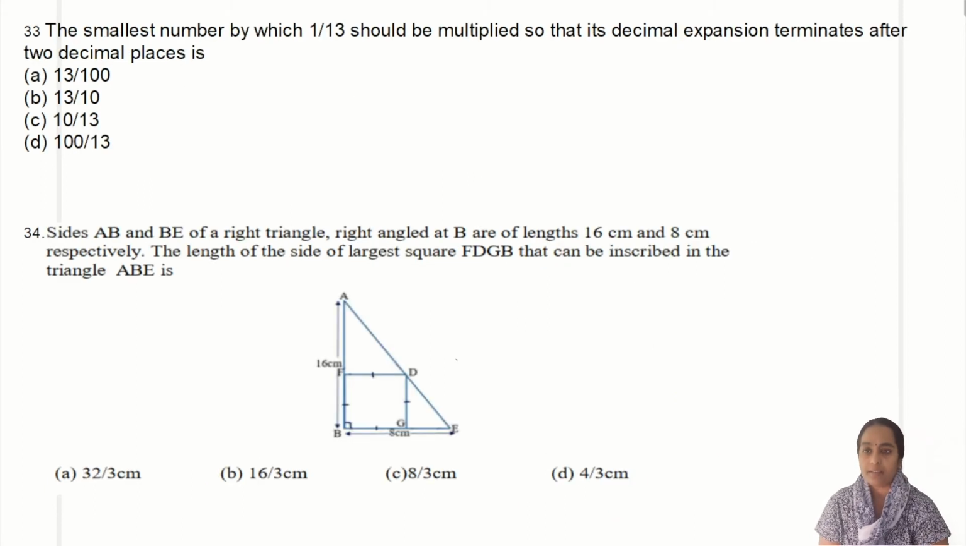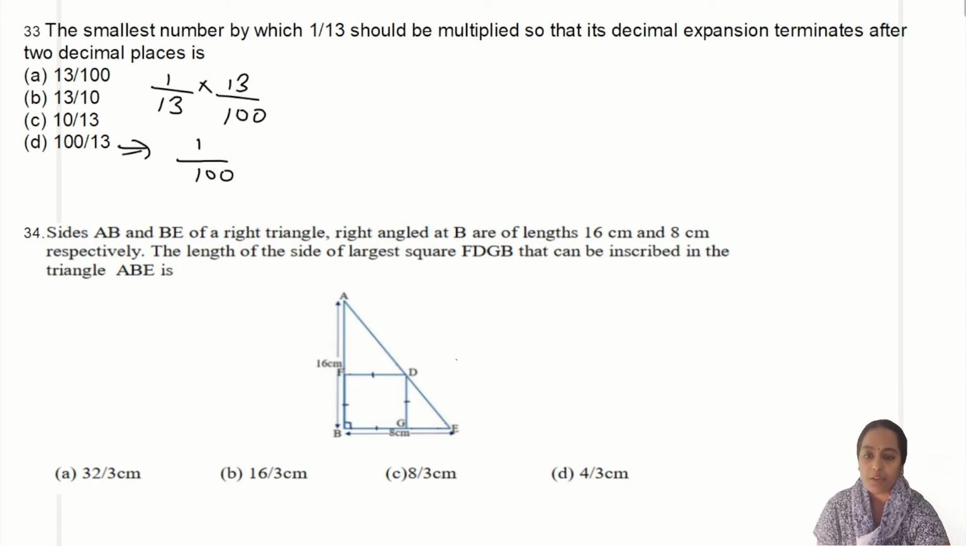33rd question here. The smallest number by which 1 by 13 should be multiplied so that its decimal expansion terminates after 2 decimal places. So you need to have 100 in the denominator. But 13 is there. So you definitely have to multiply 1 by 13 into 13 by 100. If you do so, you will be getting 1 by 100, which will be 0.01.